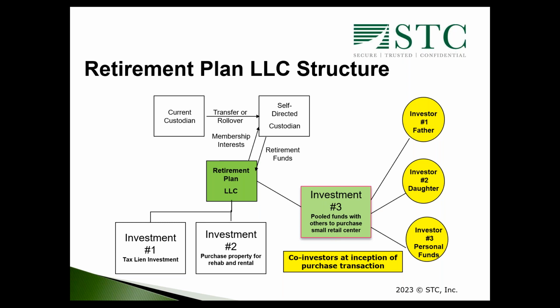And in this case, you can see that your retirement account has 3 investments. Investment number 1 is a tax lien investment, wholly owned by your retirement account. Investment number 2, you purchased a property in your retirement account to rehab and rent it. Investment 3 is interesting because you don't own that wholly in your retirement account. It has 4 owners. Investor number 1 is your father. Investor number 2 is your daughter. Investor number 3 is some of your personal money. And investor number 4 is your retirement account.